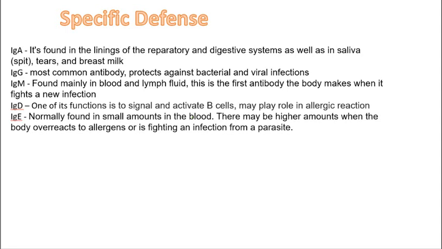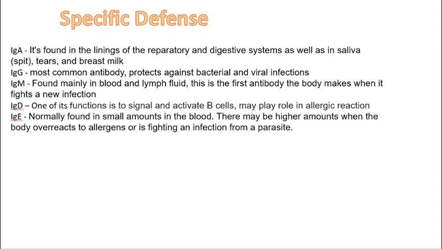Immunoglobulin G is the most common type of antibody. It protects against bacterial and viral infection. Immunoglobulin M is found mainly in blood and lymph fluid. It's the very first antibody that arrives at the site of infection during the first encounter with that infection, and the titer of this immunoglobulin will rise first.